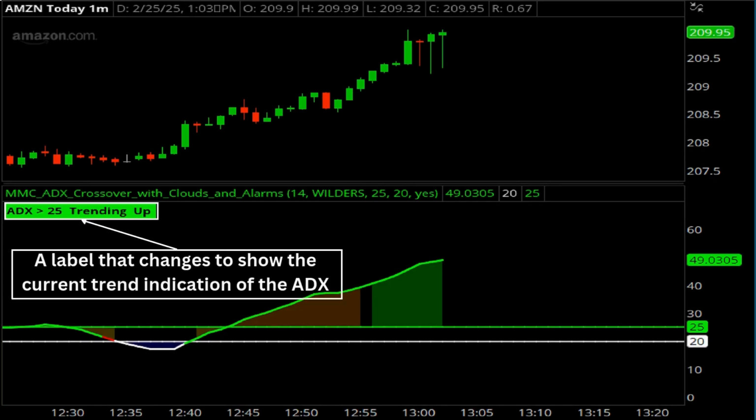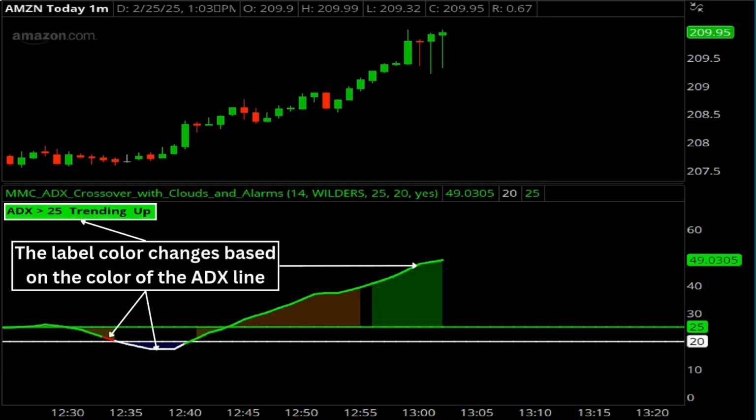A dynamic trend label delivers instant feedback on market momentum, updating in real time to reflect shifts in strength and direction. The label color changes to match the ADX line, giving immediate visual confirmation of trend conditions with no delay. Whether it's green for an uptrend, red for a downtrend, or white for no trend at all, traders will know which direction the trend momentum is moving.